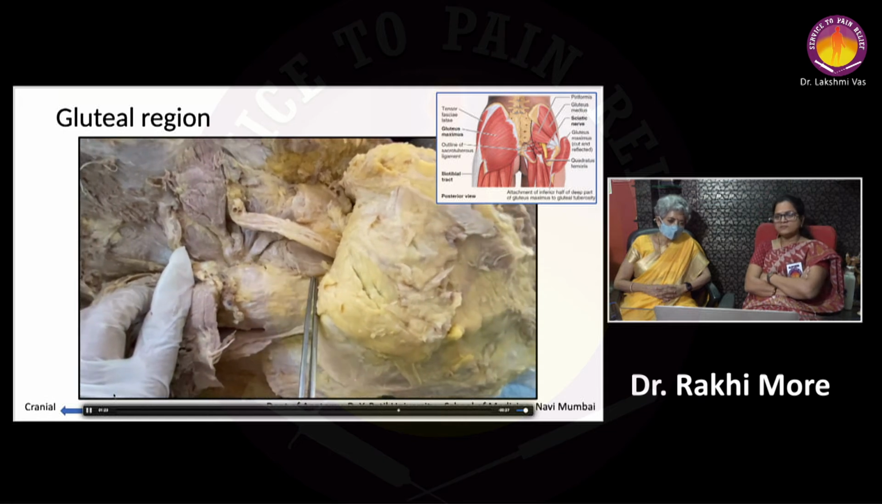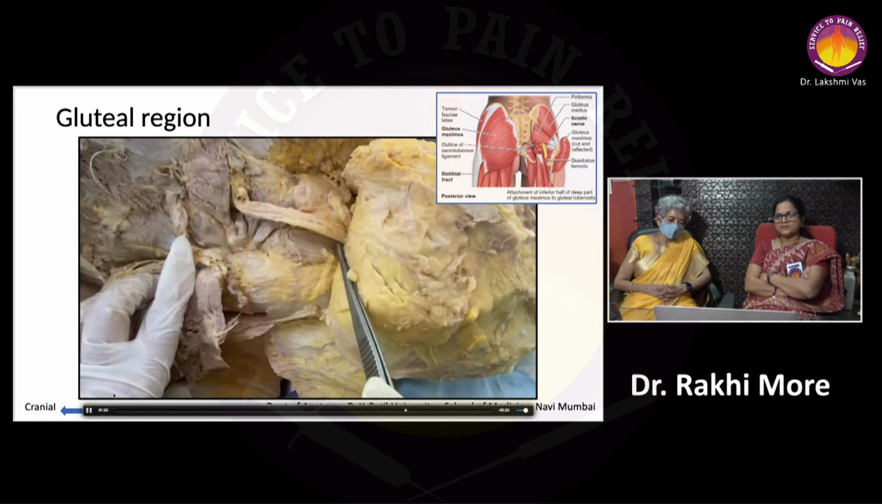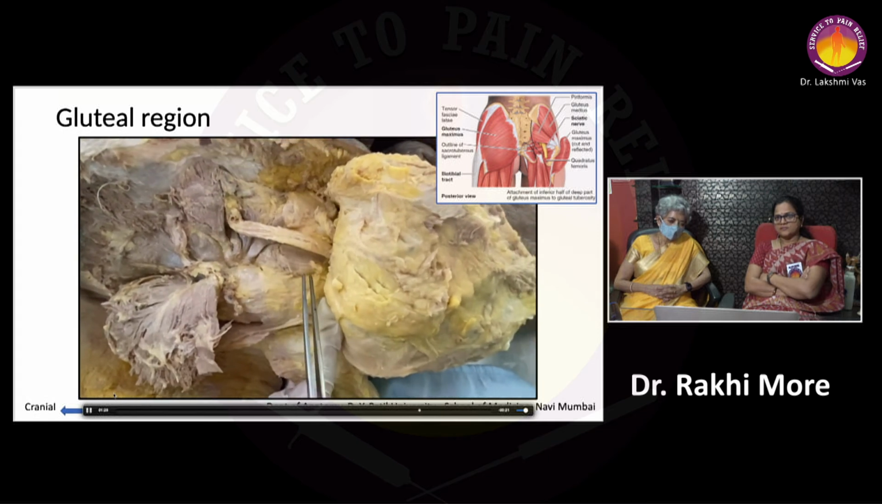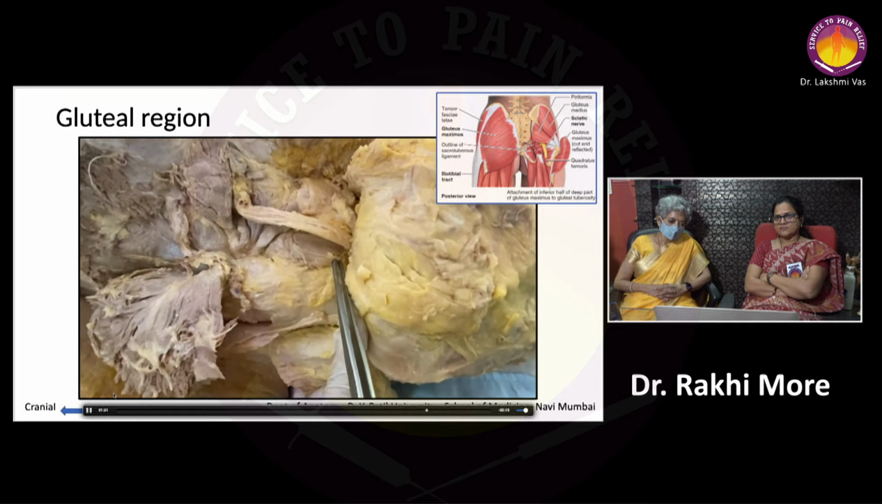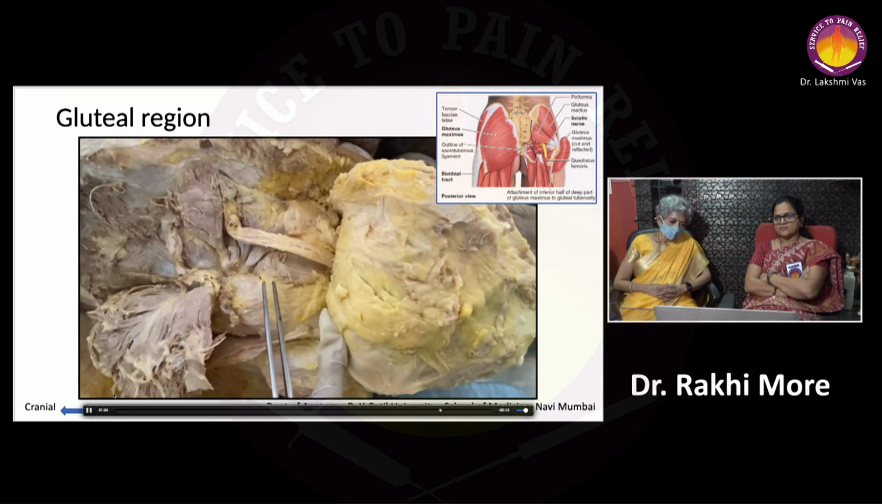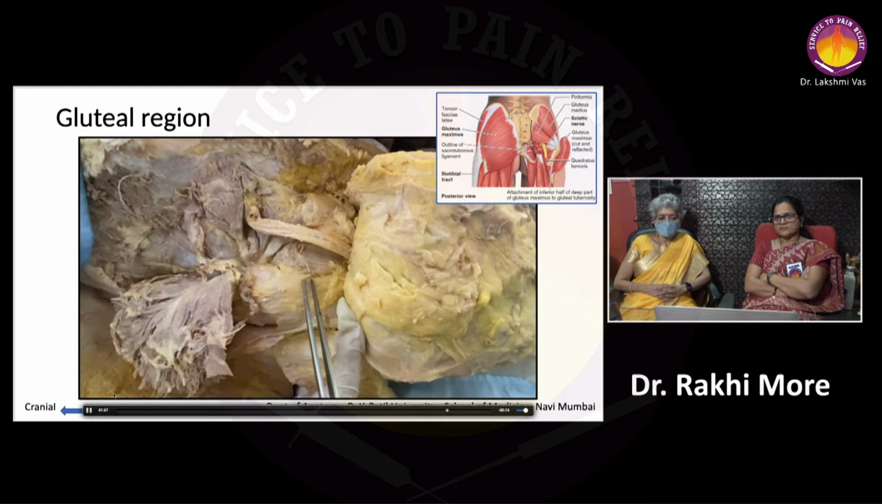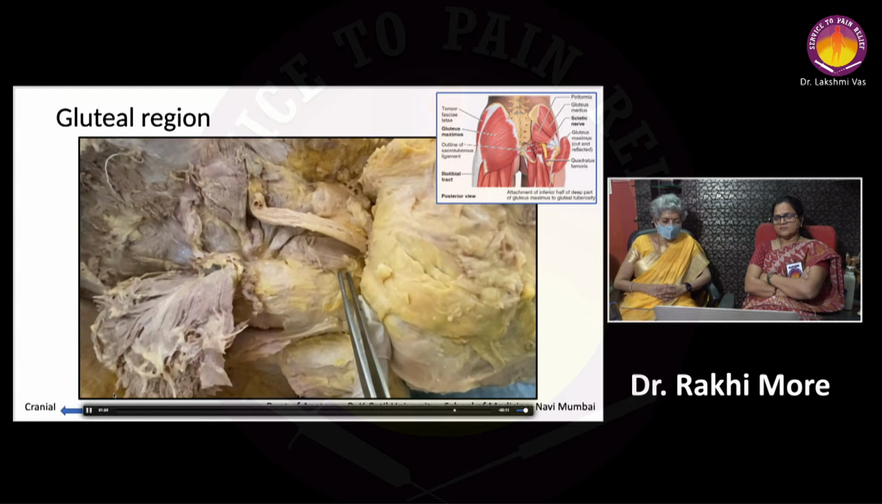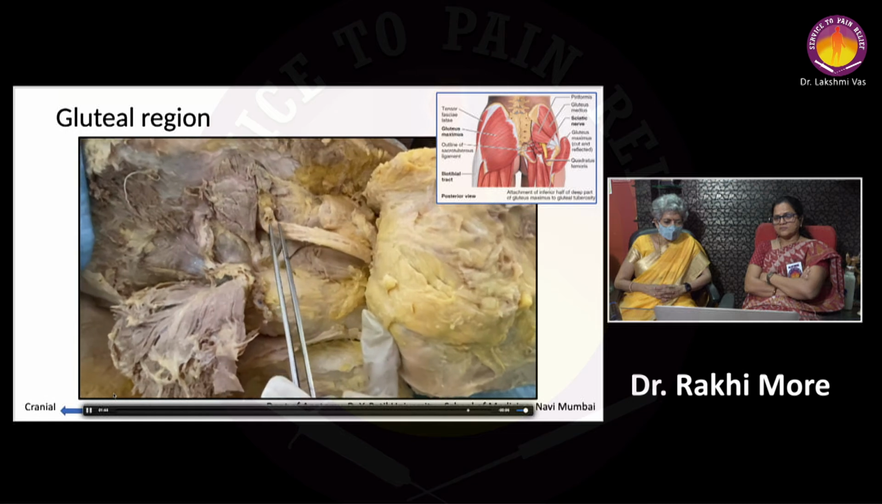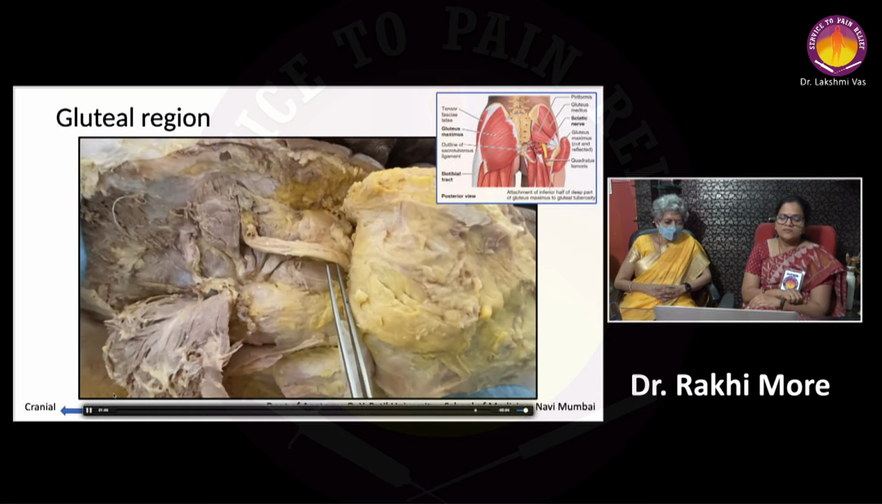Here we see the quadratus femoris muscle. You can see it is a quadrate shaped muscle taking origin from the lateral aspect of the ischial tuberosity and getting inserted on the quadrate tubercle of the greater trochanter of the femur. This which we follow over here is the sciatic nerve.